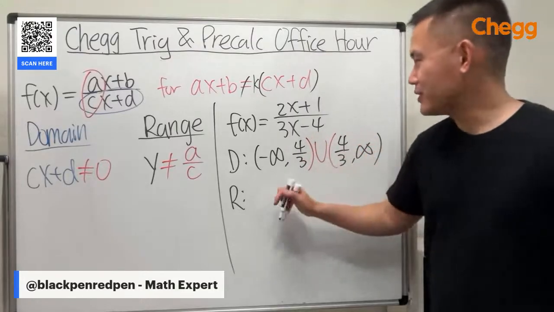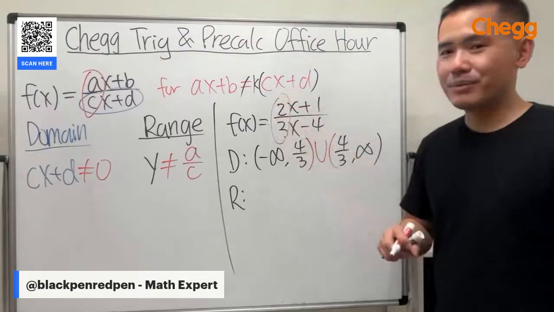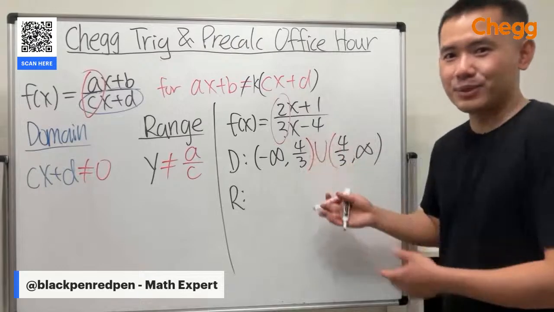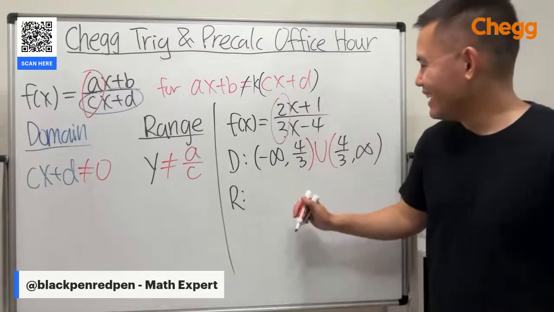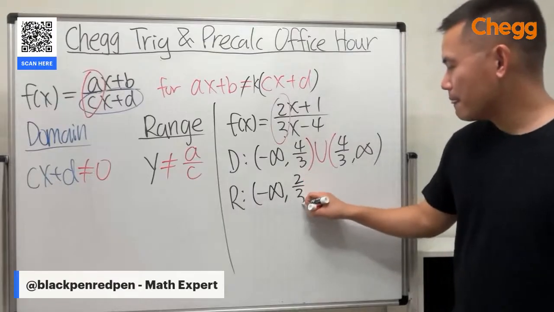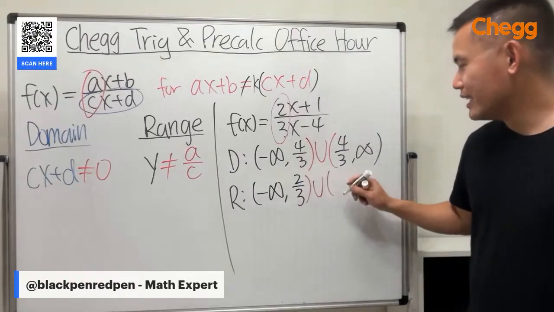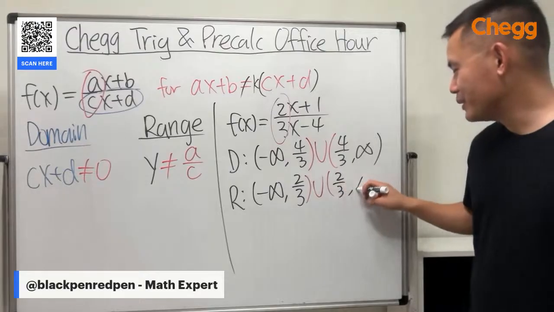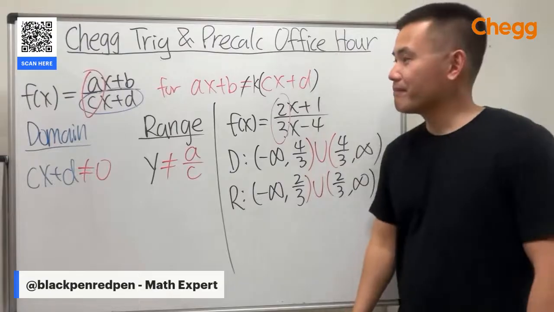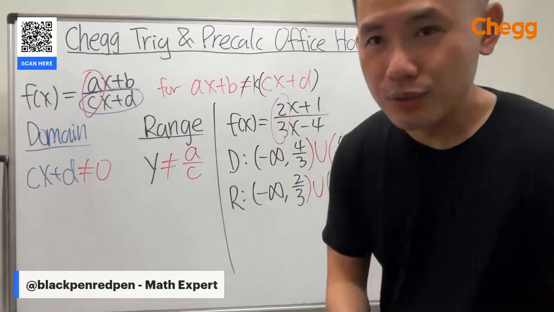Now, for the range, you're looking at these two numbers. y cannot be 2 over 3. Earlier it happens to be 2 over 3 as well. Anyway, so in this case, negative infinity up to 2 over 3, not including it, and then pick it up from 2 over 3 to infinity. Just like that. So this is the usual case that you should know.